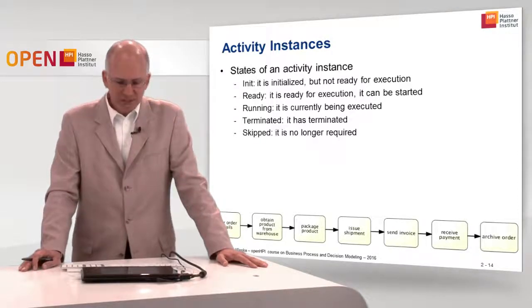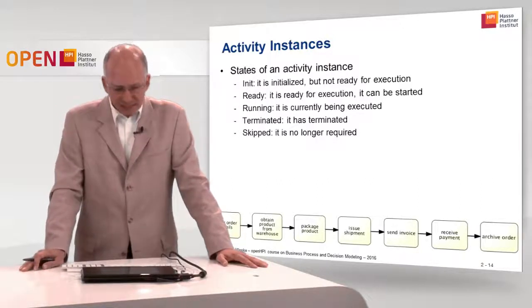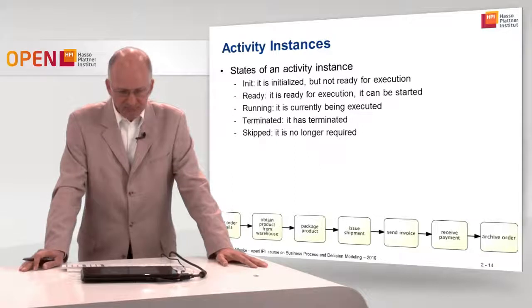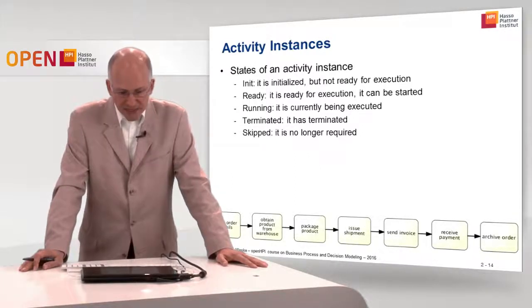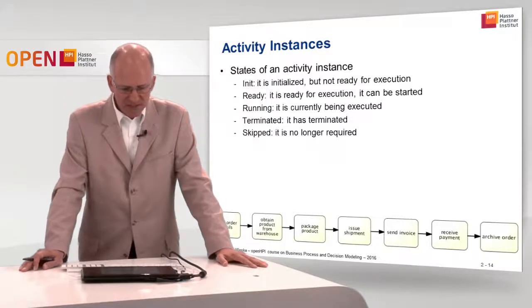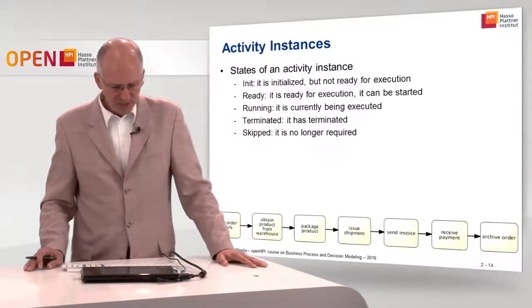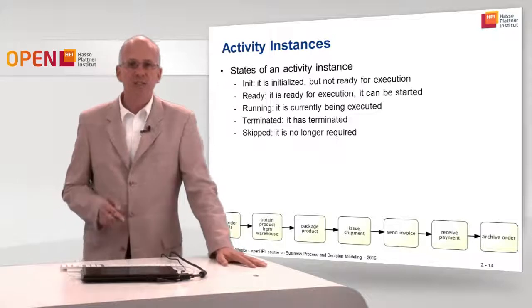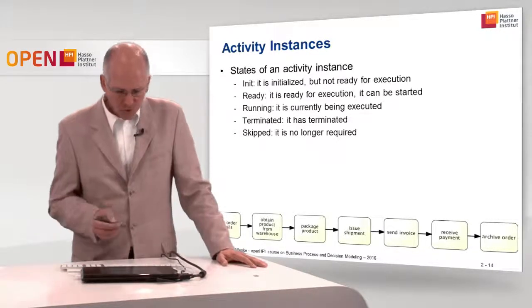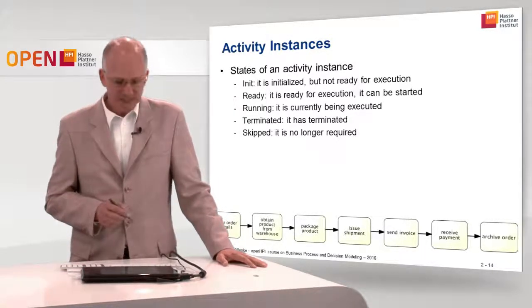It can be started. When it is started, it is in the running state. After it finishes the running state, it comes to the terminated state, and there is also a state called skipped. In this case, an activity instance is no longer required for a particular process instance.